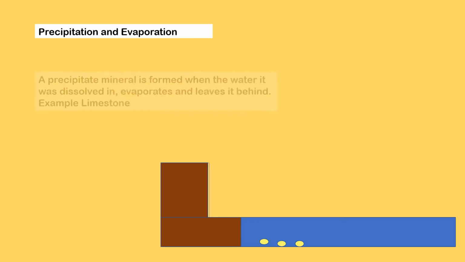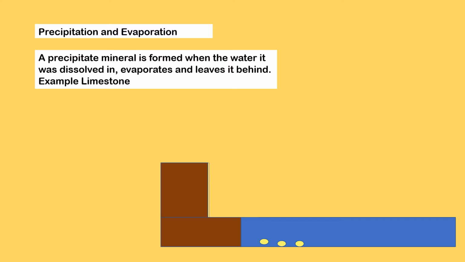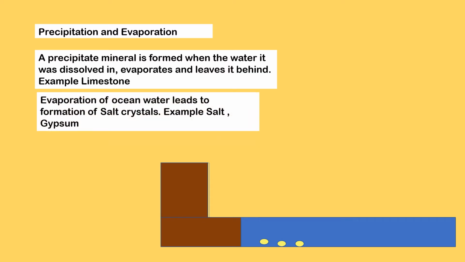Precipitation and evaporation process. A mineral which was dissolved in water is left behind when the water is completely evaporated. A precipitate mineral is formed when the water it was dissolved in evaporates and leaves it behind. Example, limestone. Evaporation of ocean water leads to formation of salt crystals, right? Even gypsum, salt. So the water is evaporating and we can see here the minerals are left behind. This is my small attempt.